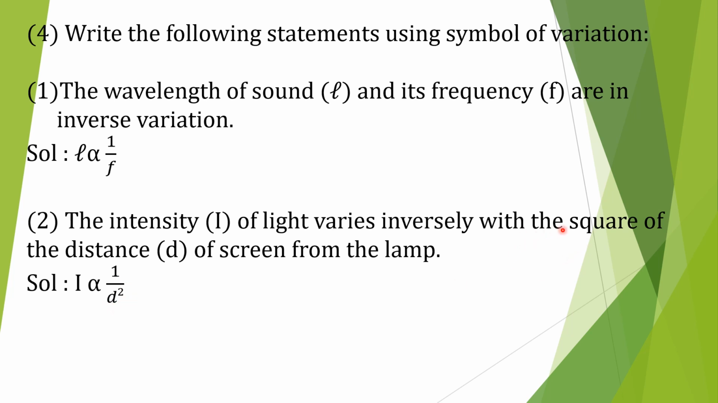As you can see, it is given inversely with the square, the square of the distance. So distance is denoted by d, so I'll use the variable d. But what is given is inversely with the square, so you'll put the square, that is, it will become d square. So in symbolic manner it will be represented as I varies 1 upon d square. Okay. Now we'll move to our question number 5.